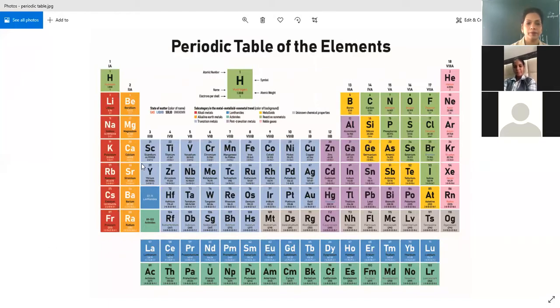Now D block. Scandium to zinc, yttrium to cadmium, and lanthanum to lanthanum here.